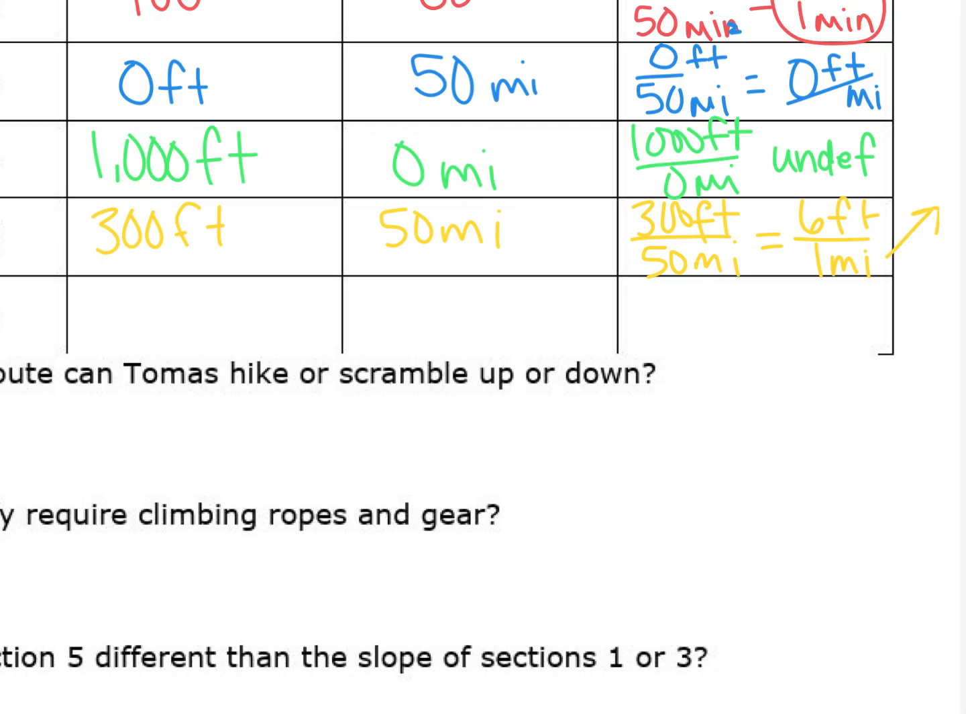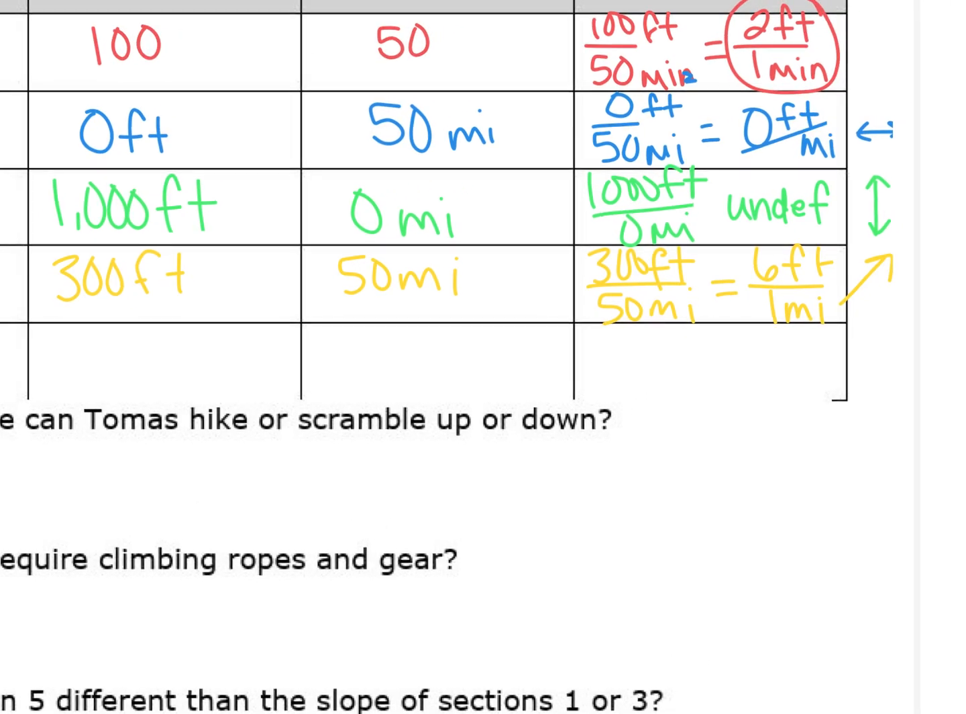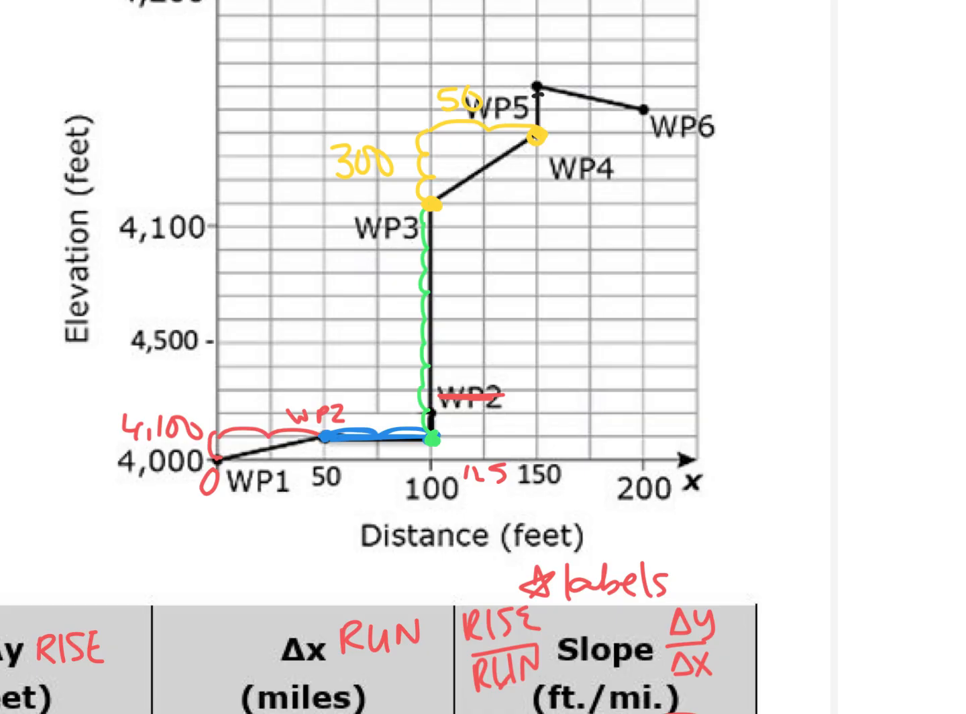We forgot to go back and do our little lines, but you can see it on the graph as well. This one is constant, and this one was going up. All right, we got one more to look at. We're gonna skip this piece right here, and we're gonna go here to here. What do you notice about that piece of rock climbing?